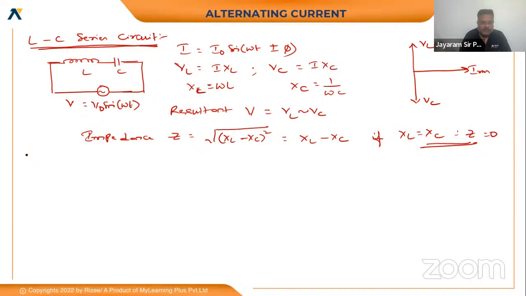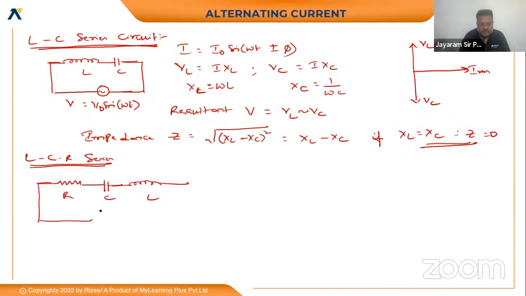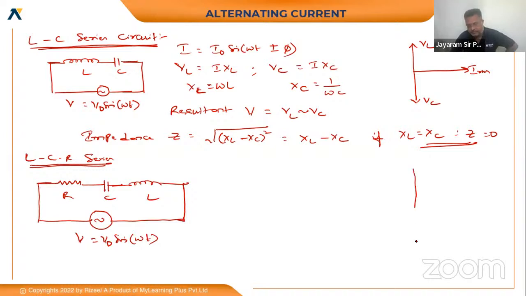Here another type is going to be the LCR series circuit. What is this LCR series? A resistance, an inductor and a capacitor. So R, C, L are all three of them connected to an AC source like this. In this AC source, what we are giving as input is V naught sine omega t. And what will be the phase change here?